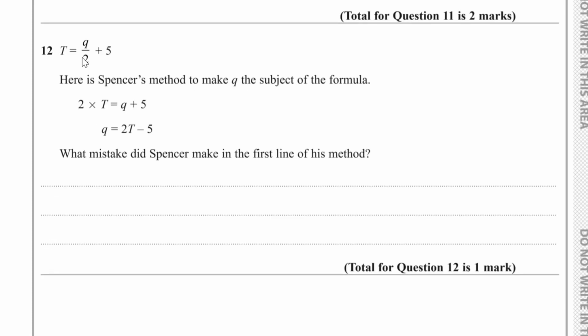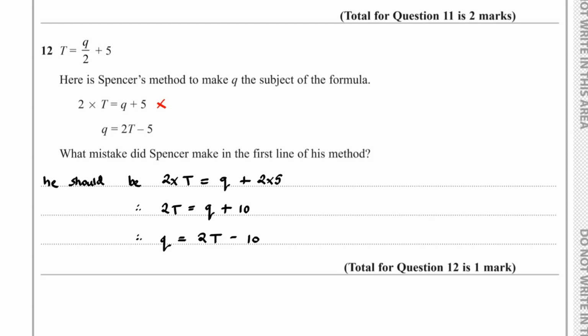Question number 12. T is equal to Q over 2 plus 5, and here is Spencer's method to make Q the subject of the formula. First of all, he multiplies by 2, and if he does that, he's got 2 times T equals Q plus 5. Well, that's straight away incorrect, because if he multiplies by 2, he has to multiply the 5 by 2. So what mistake did Spencer make? He didn't multiply the 5 by 2 as well.